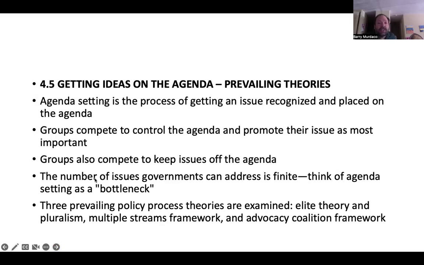Getting ideas on the agenda, prevailing theories. Agenda setting is the process of getting an issue recognized and placed on the agenda. Again, groups, which would presumably include wealthy elites, capitalists, compete to control the agenda and promote their issues as most important. Groups also compete to keep issues off the agenda. The number of issues governments can address is finite. Think of agenda setting as a bottleneck. Then we'll discuss three prevailing theories regarding this.